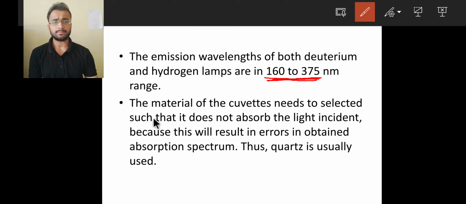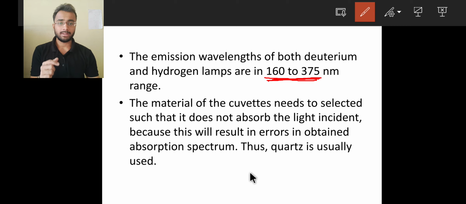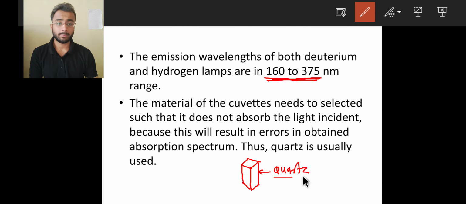The material of the cuvettes needs to be selected such that it does not absorb the incident light. Cuvette is an instrument in which we keep our sample. Like this, a cuvette is there. This is made up of quartz. This is not made up of glass, because glass will absorb some emissions. Glass will absorb some of the wavelength, but quartz will not absorb any wavelength.